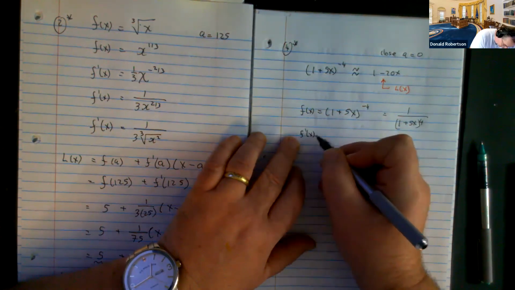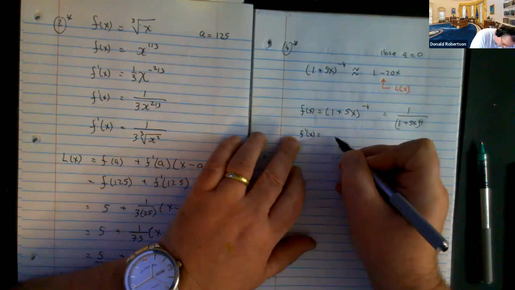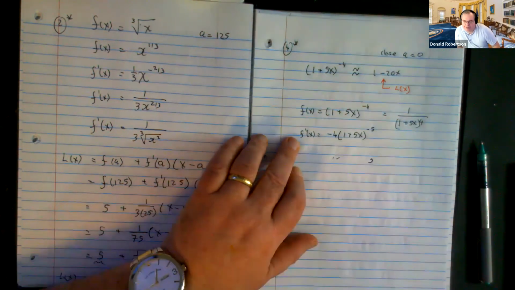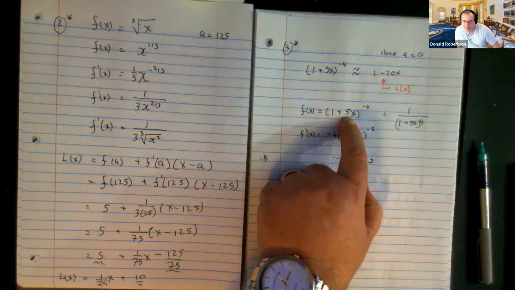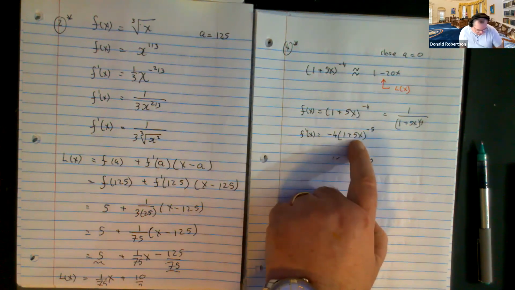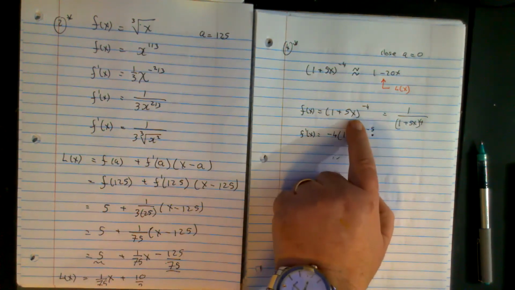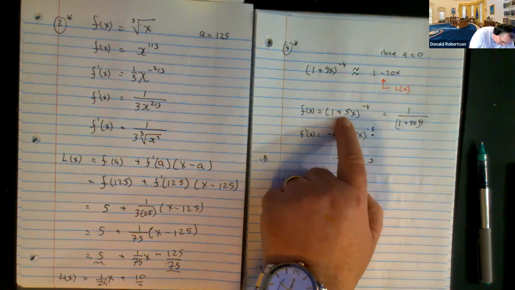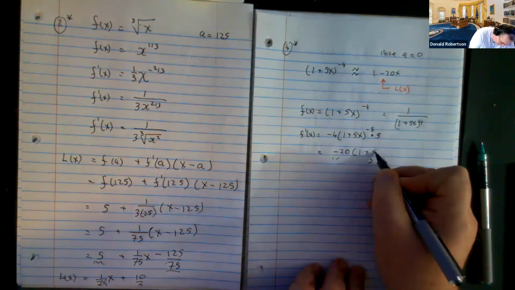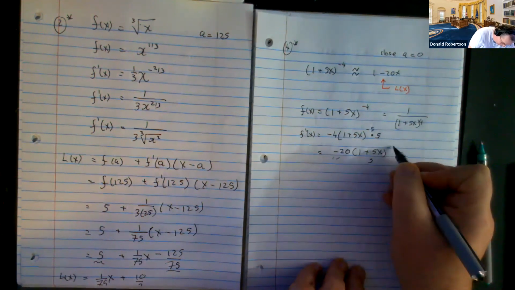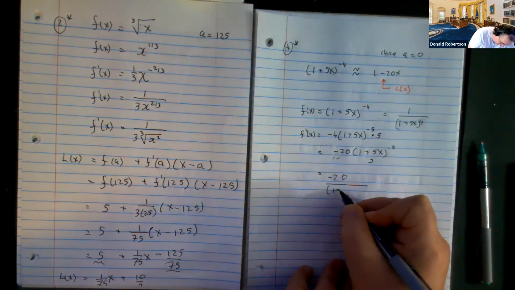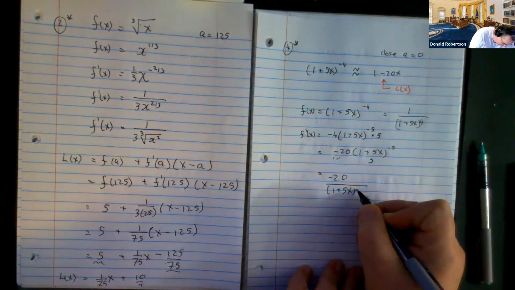Multiply by the power and reduce the power by 1. Anything else I should be doing when you differentiate this? Think chain rule. What should I finish with? Multiply by the derivative of the inside function, which in this case is 5. And so that would become negative 20, 1 plus 5x to negative 5. Negative 20 over 1 plus 5x to the power of positive 5. So there's my derivative.